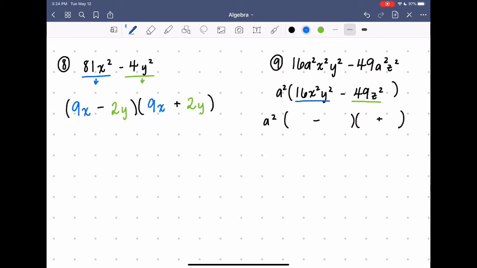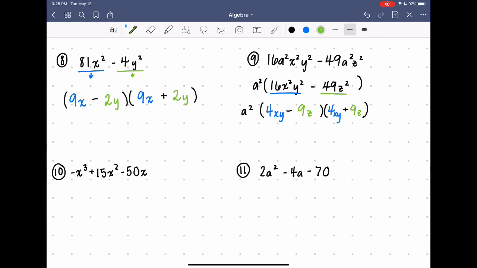So if I take the square root of 16x squared y squared, I'm left with 4xy. So I'm going to put that on the left side of both of these parentheses. And if I take the square root of 49z squared, I'm left with 7z, and that's going to go on the right of both sides. And if I factored through that, you would see that I end up back at the same thing as before.